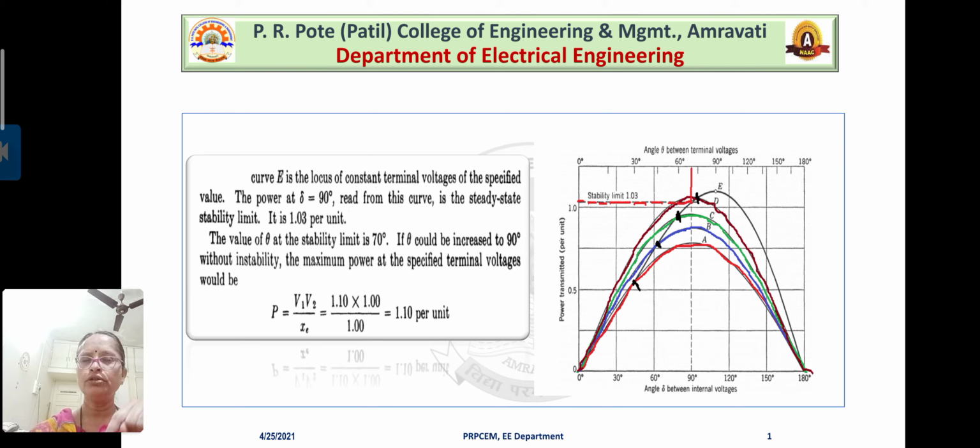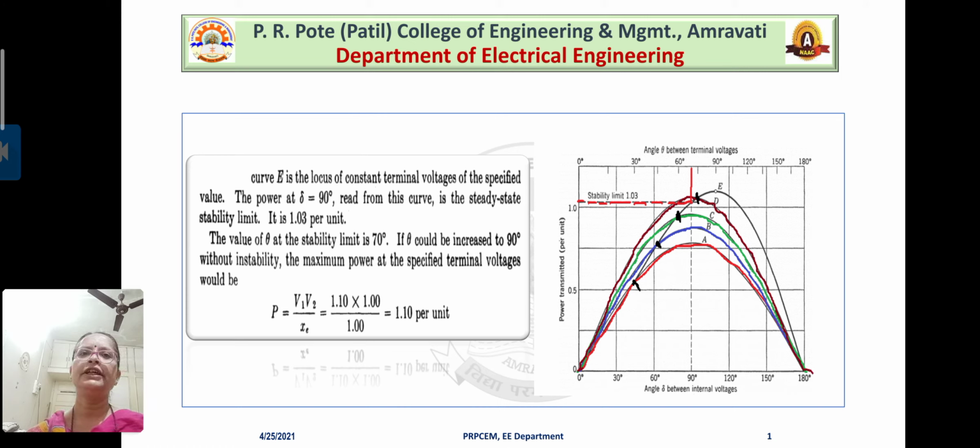Now if I join all these points, I can obtain the resultant curve E. I can say that if I want the steady state stability limit satisfying the criterion delta equal to 90 degrees, the stability limit I found here is 1.03 for delta equal to 90 degrees. At the same moment, theta may be approximately 70 degrees.